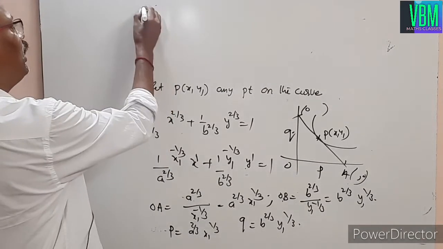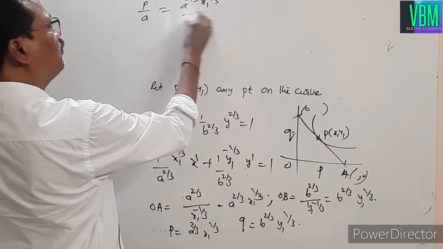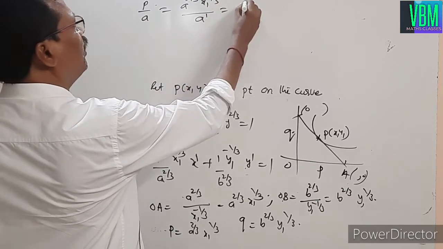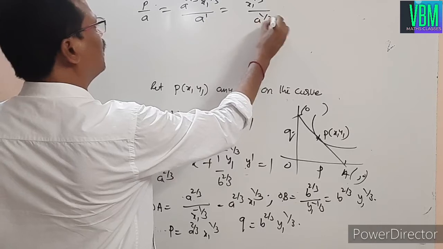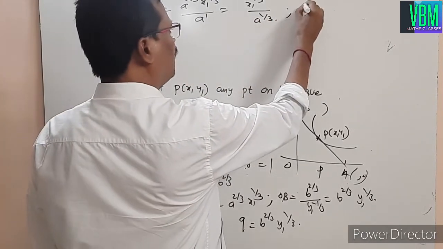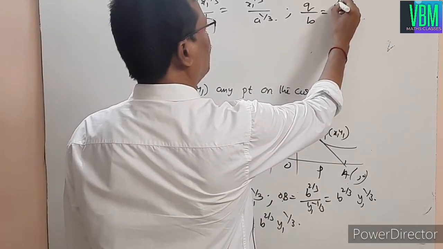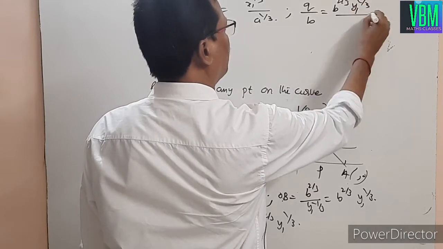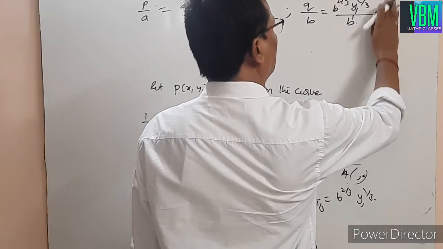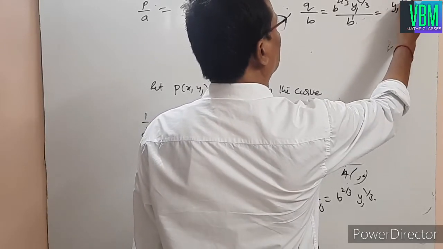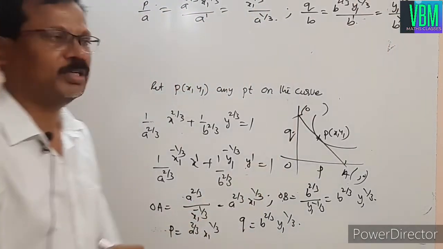This is p by a, let us find out. p by a is a power 2 by 3, x1 power 1 by 3 by a. Right, therefore this will be x1 power 1 by 3 into a power 1 minus 2 by 3, that is a power 1 by 3. And again, that is q by b. This is q by b: b power 2 by 3 into y1 power 1 by 3 by b. Right, therefore this is y1 power 1 by 3 by b power 1 by 3, since 1 minus 2 by 3 will be 1 by 3.